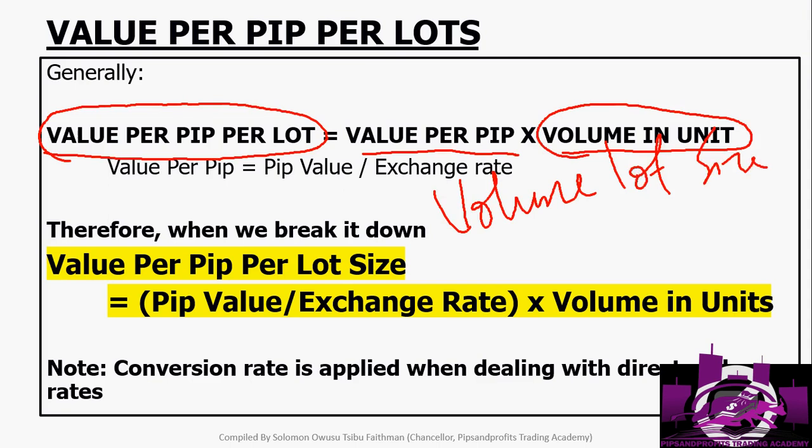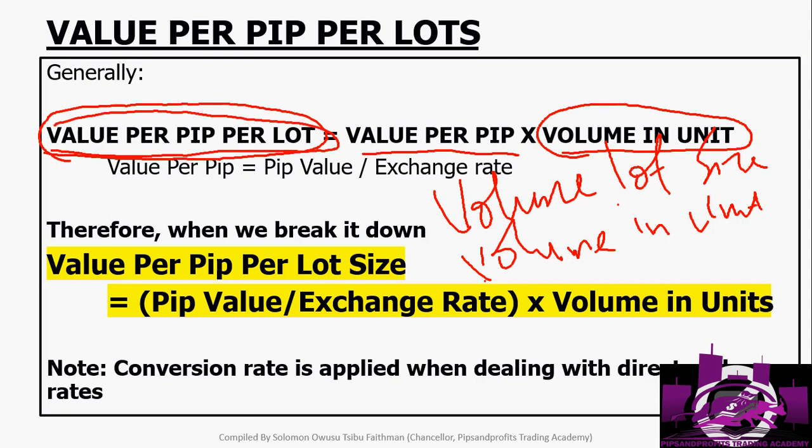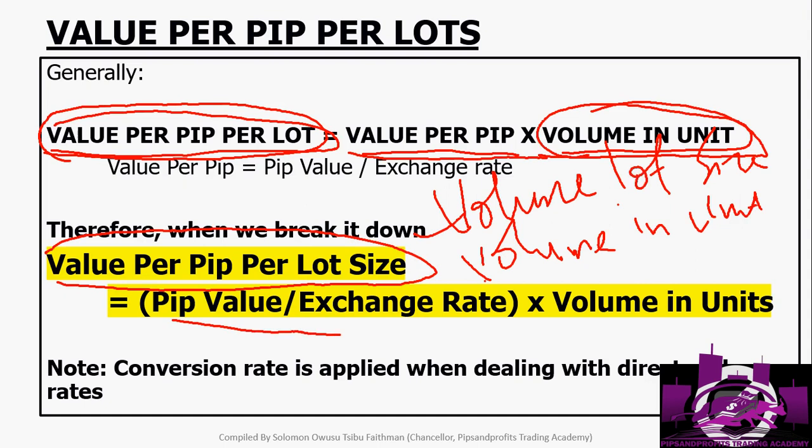And then we did volume in units yesterday. Volume in units. Okay. So generally, value per pip per lot is equal to value per pip times the volume in units. Therefore, when we break this down, value per pip per lot size is going to be the pip value over exchange rate times the volume in lot size.